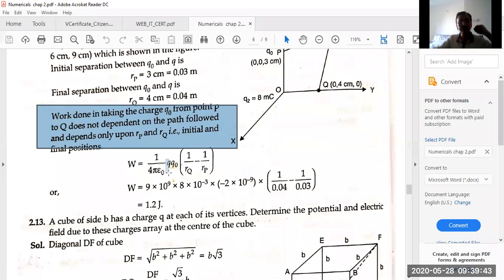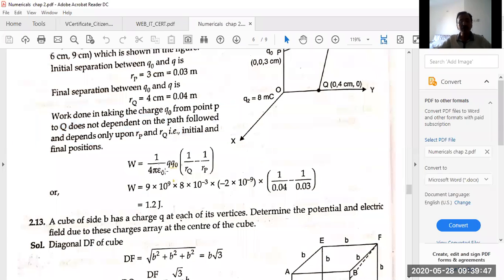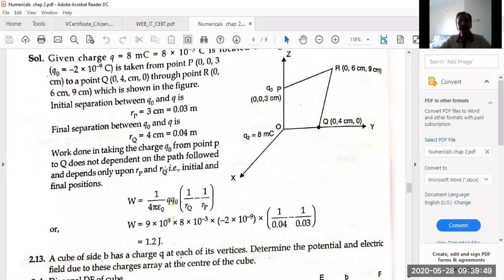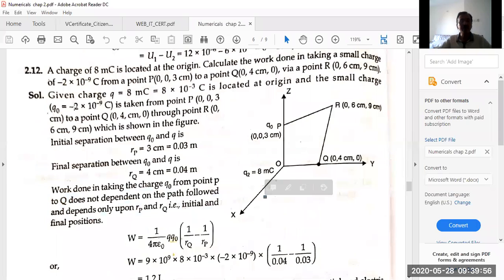So this is Q. So here, what is Q? 8 millicoulomb charge? Or is it this charge? Which is Q0 and which is Q? 8 millicoulomb and minus 2. Out of this, which is Q and which is Q0?